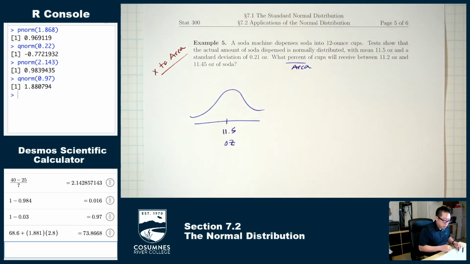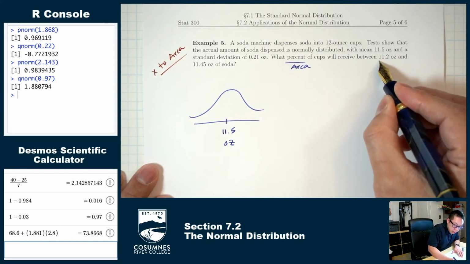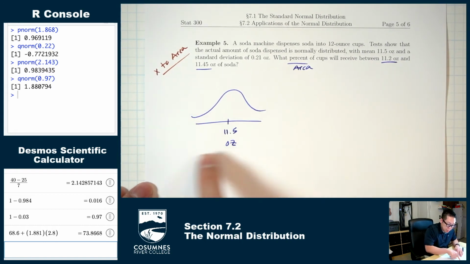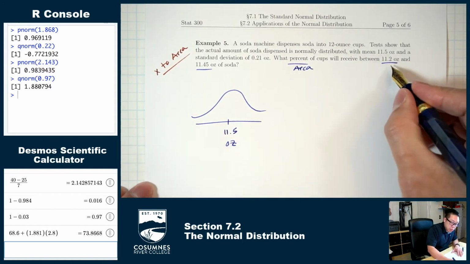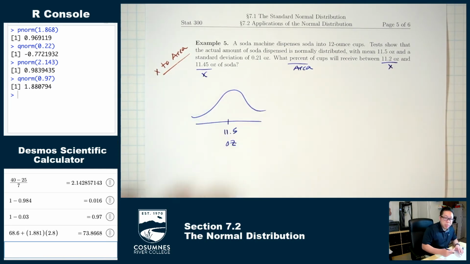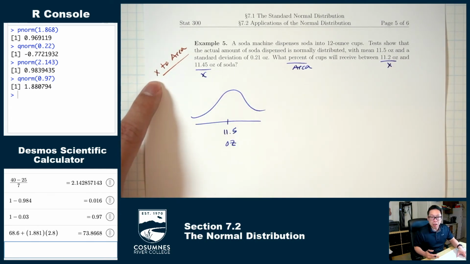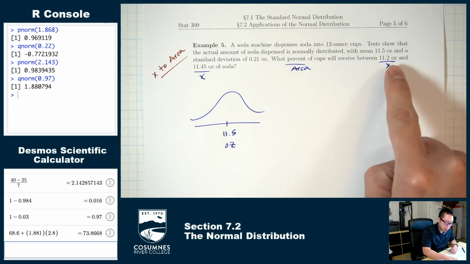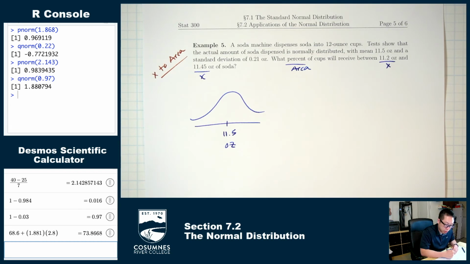Okay. Another way you can decide is I'm given 11.2 and 11.45 ounces, right? Ounces are my x's, or my x-axis here. So these are both my x's. So I'm given x's to start, so it's x to area.